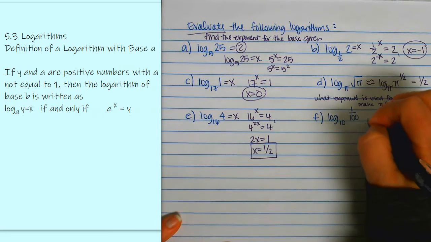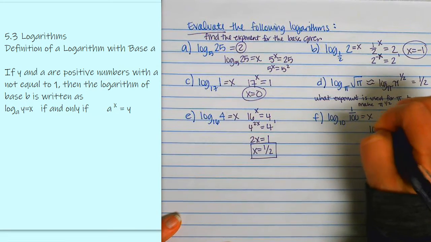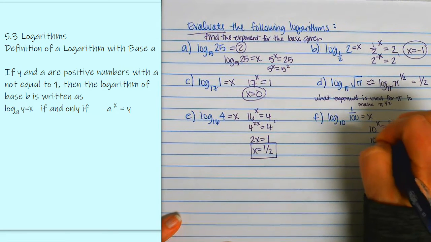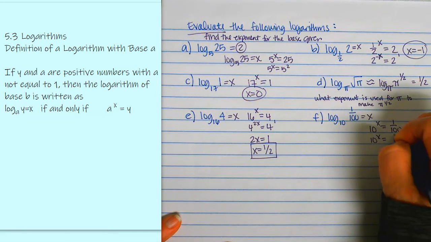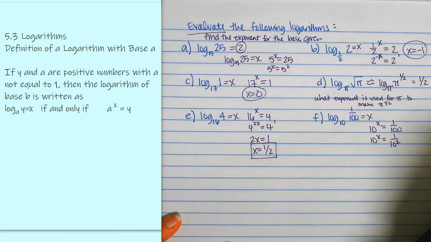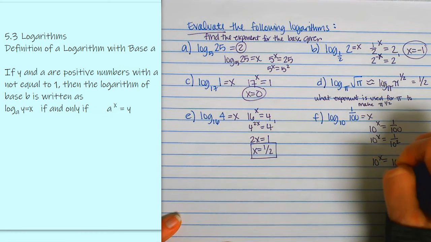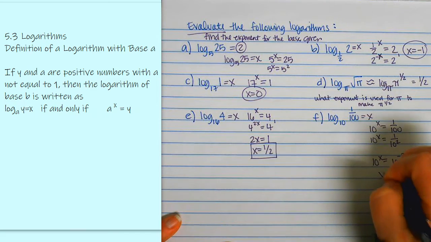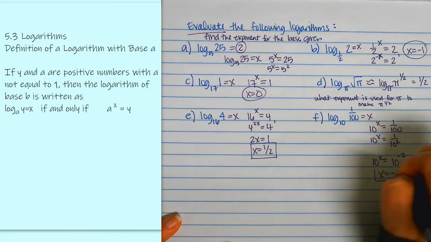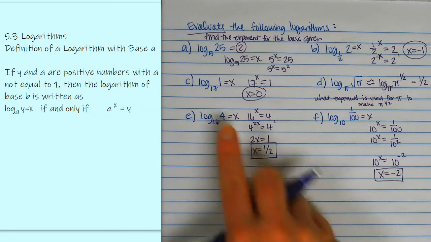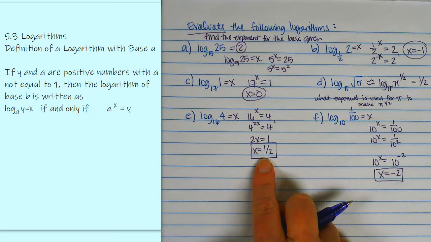Here we have log equals x, 10 to the x equals 1/100. 10 to the x equals 1/10 squared. 10 to the x equals 10 to the -2, so x equals -2. So when you see fractions, oftentimes you'll find that you have negative solutions. If you have big numbers going to small numbers, you'll have roots. Okay?